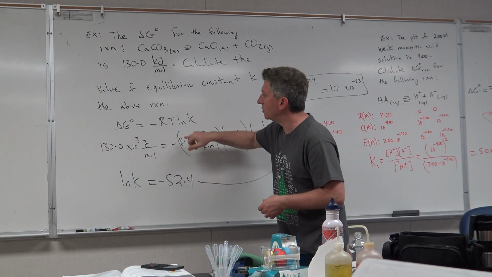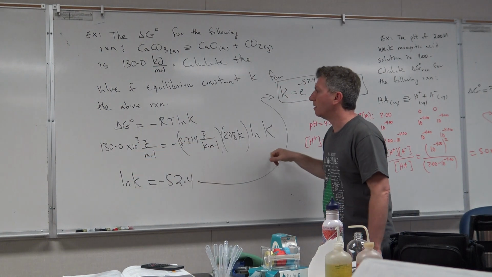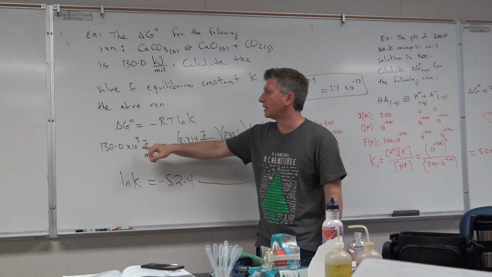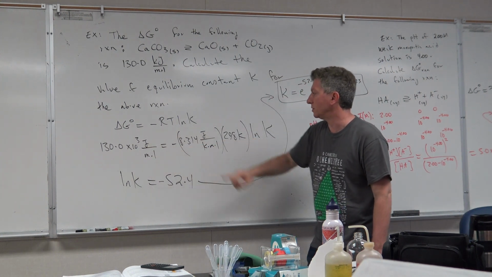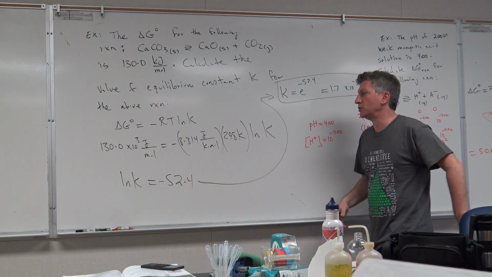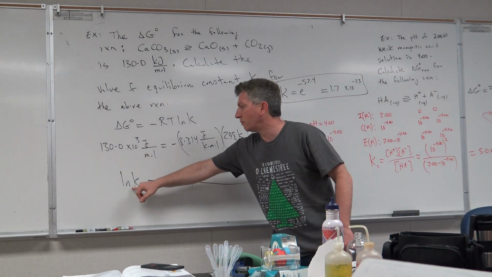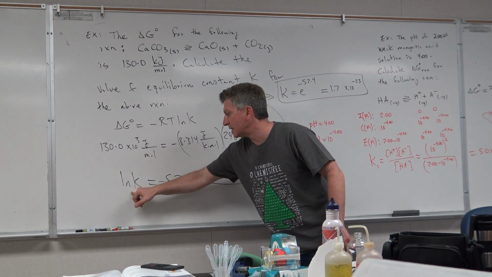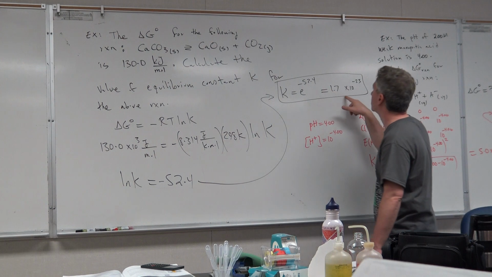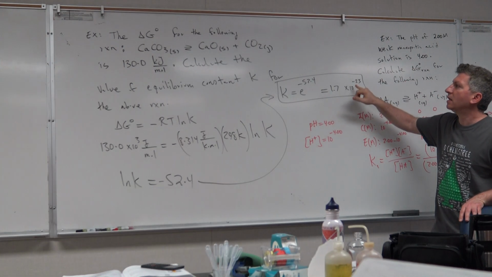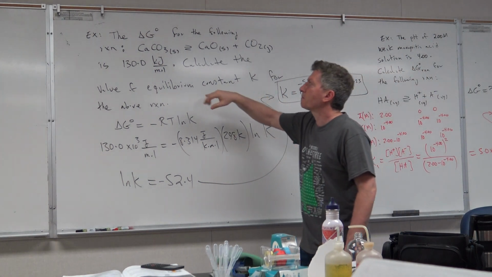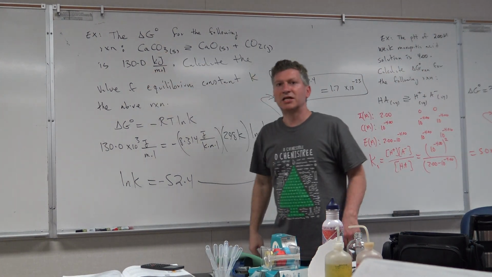Once you do that, then you plug it in here and you solve, and by then you're going to be tired. You forgot that this is in kilojoules, so make sure you convert it into joules. That's very important, because R is in joules. That's the number one mistake that's usually made. So once you do that and you solve for natural log of K, then that's e to the power of minus 52.4, which comes out to 1.7 times 10 to the power minus 23. And that makes sense because the delta G standard for this reaction is very positive.